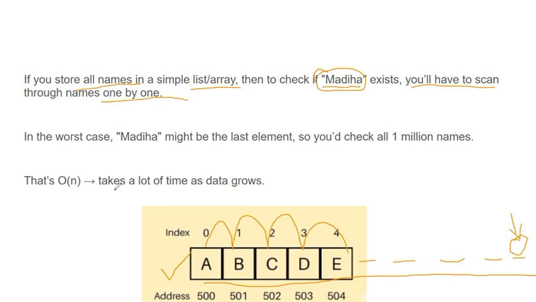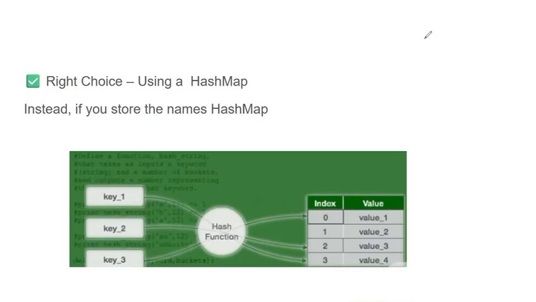And imagine this time it is 1 million. If the data keeps growing, then the time consumption scales up as well. So this will take big O of n, which is not something efficient. So what's the right choice?